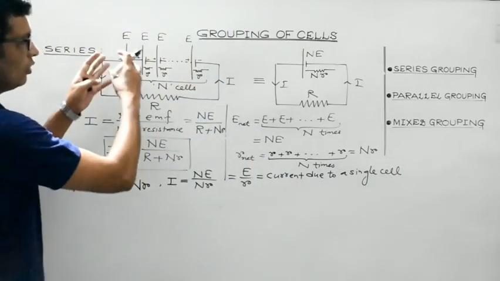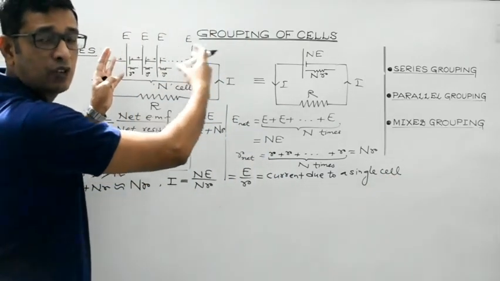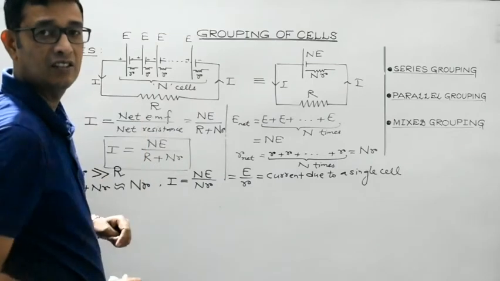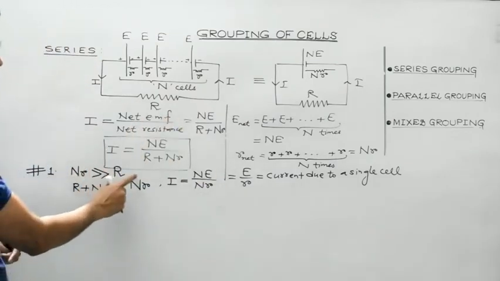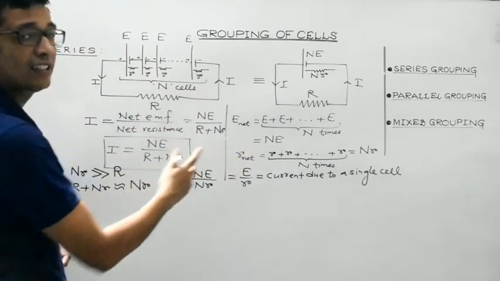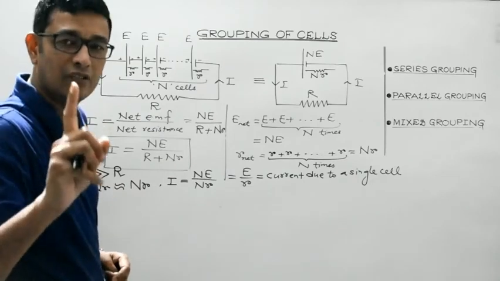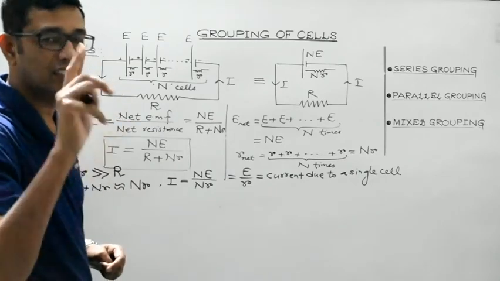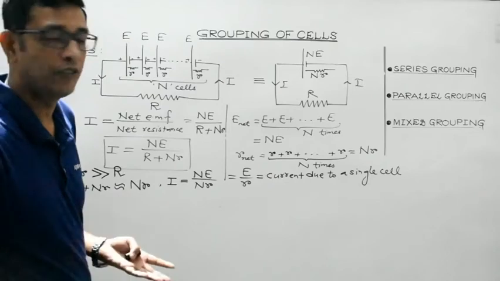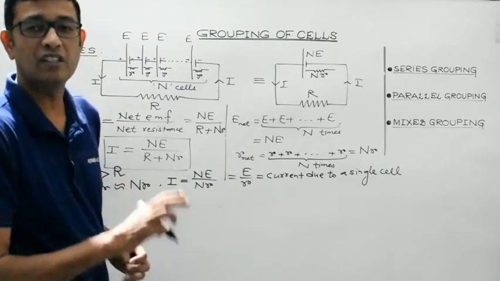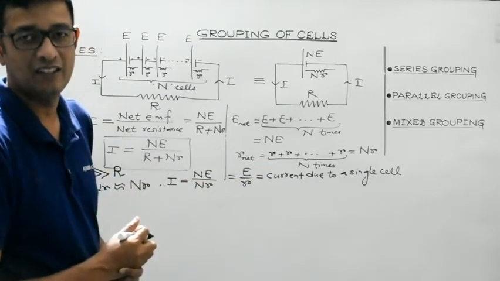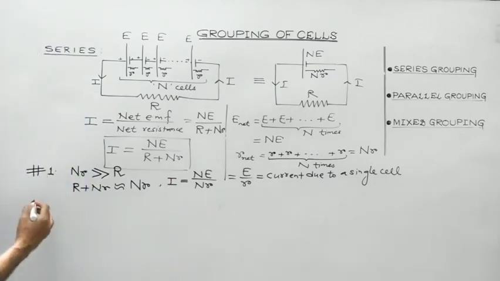So even on connecting n number of identical cells in series, if this condition is satisfied, then we will be getting current which will be only equivalent to the current due to a single cell. So it is but obvious that this situation is not at all preferable, isn't it? So let's consider the other scenario.